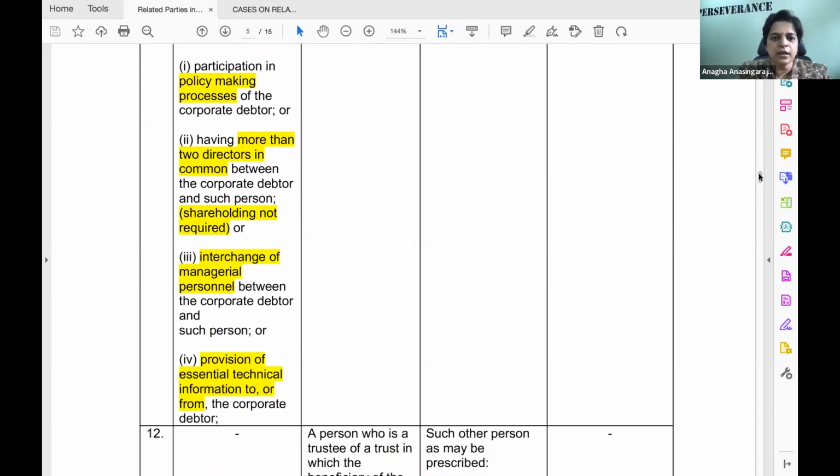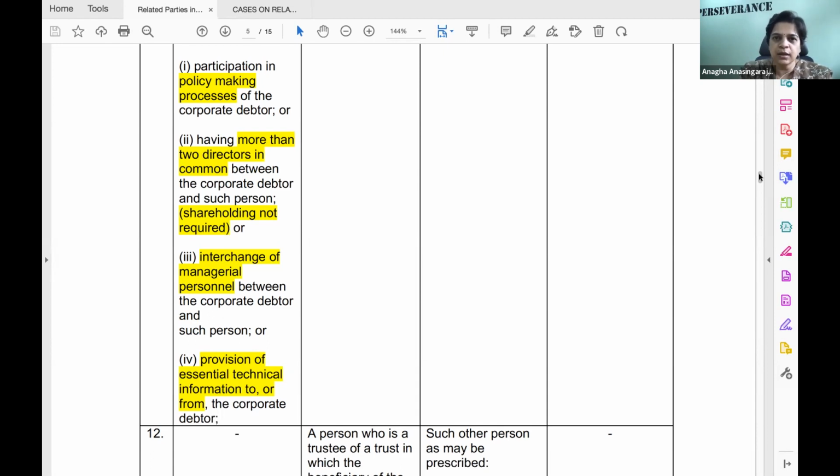Then, interchange of managerial personnel between the CD and such person. So if we have a case where there are group companies, and even though on paper there may be no common directors, there may be no common shareholders, or it may not be falling under any other category, but there is an interchange of managerial personnel between the CD and such person. So if we are able to show that the accounts team is common among, say, the group of all the entities, or the admin team is common, or certain people are working here as well as there, even though they may be drawing salary only from one entity. But if we are able to show that there is an interchange of managerial personnel between the CD and this person, then even that other person will be treated as a related party.